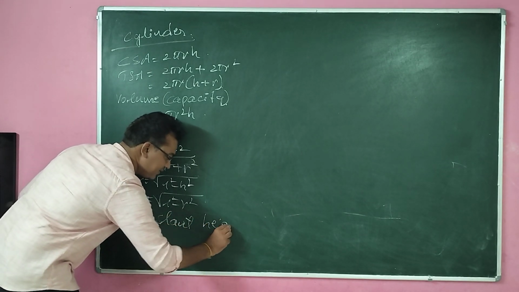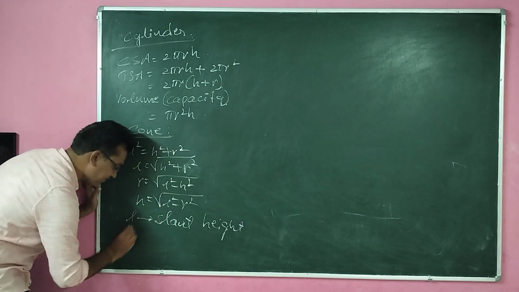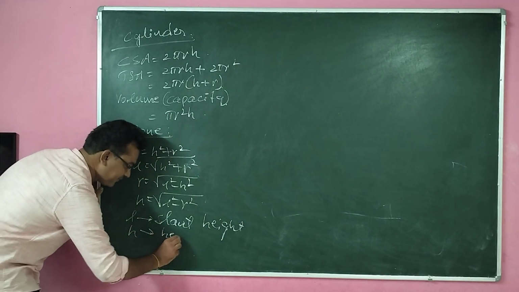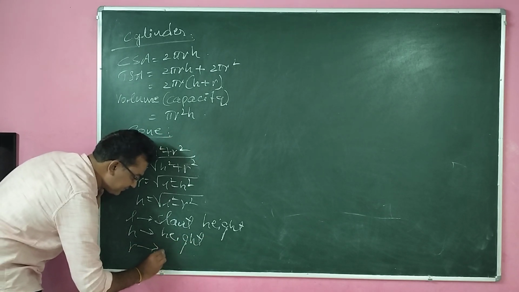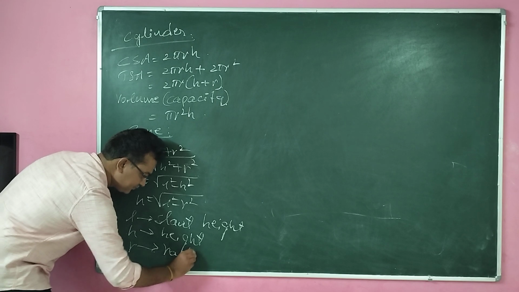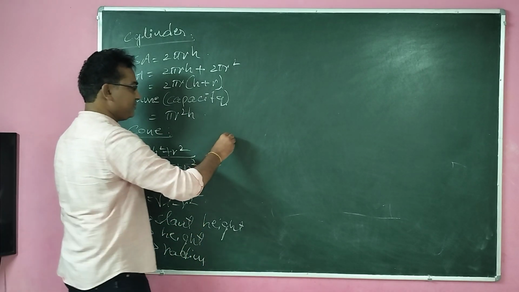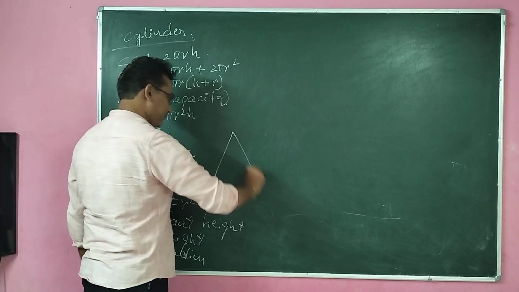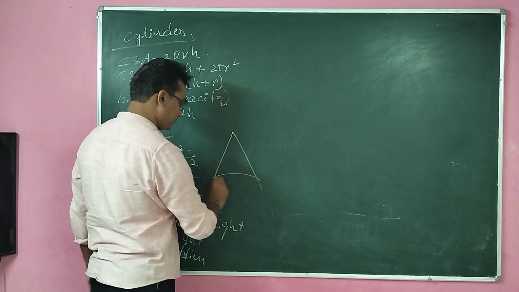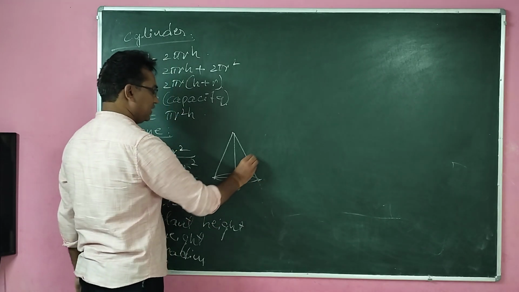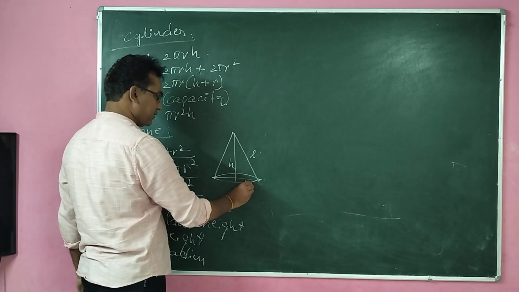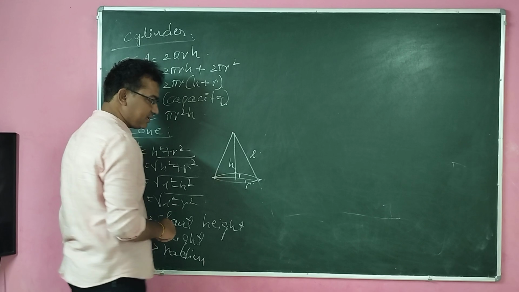Slant height. H stands for height. Next, R stands for radius. And the diagram should be taken. L, H, R. This 90 degree is compulsory.